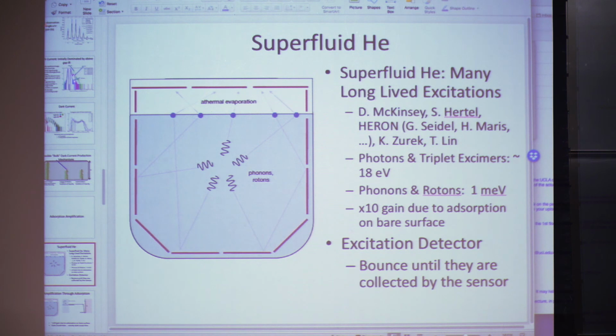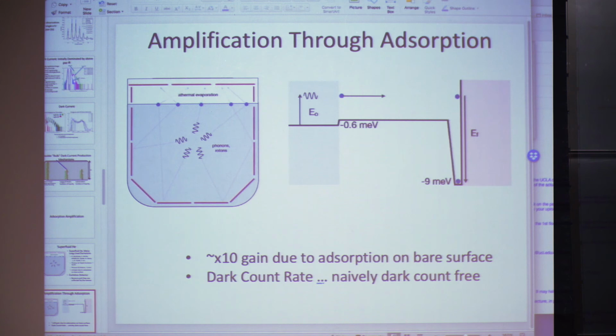The idea is, again, an event comes in, interacts, and produces a bunch of phonons and rotons. The rotons bounce around, and every once in a while, a roton is going to hit this surface, and it will actually pop out. A roton, a vibration that pops out, is actually a helium atom that is going to fly across and hit some sensor up here. So why is that important and why is that cool?